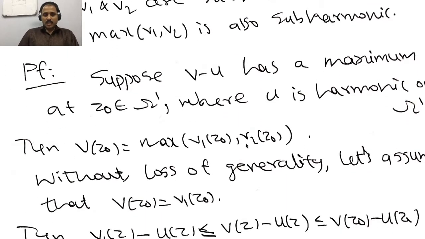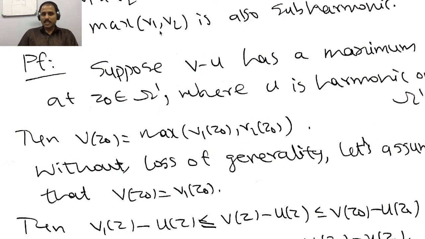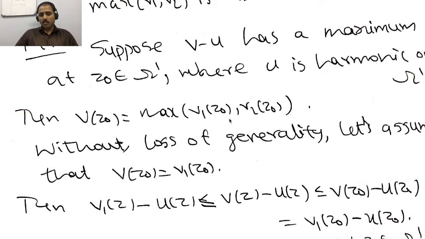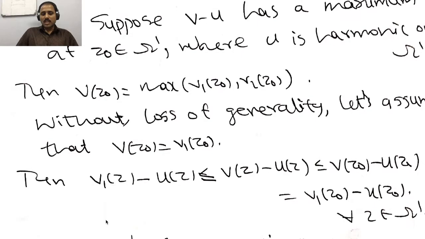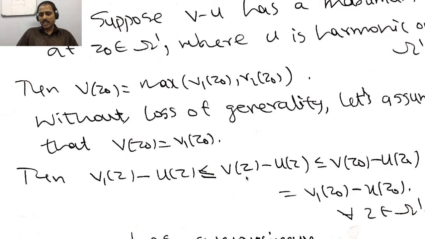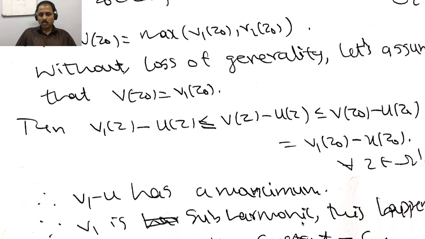That requires an explanation. So suppose v is the maximum of v1, v2. Suppose v minus u has a maximum, where u is a harmonic function, at some z0 belonging to omega prime. Then v(z0) equals the maximum of v1(z0), v2(z0). Without loss of generality, let us assume that v(z0) equals v1(z0). Then v1(z) minus u(z) is less than or equal to v(z) minus u(z), because v is the maximum, so v1 is less than or equal to v. This is less than or equal to v(z0) minus u(z0), because it is a maximum of this, which is equal to v1(z0) minus u(z0), for all z belonging to omega prime.